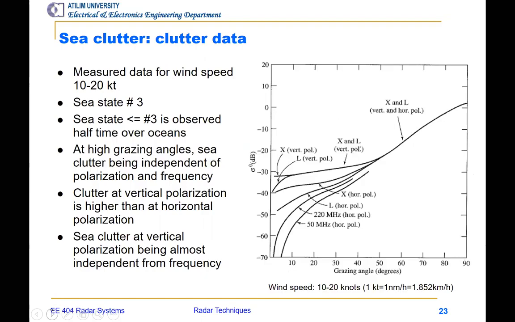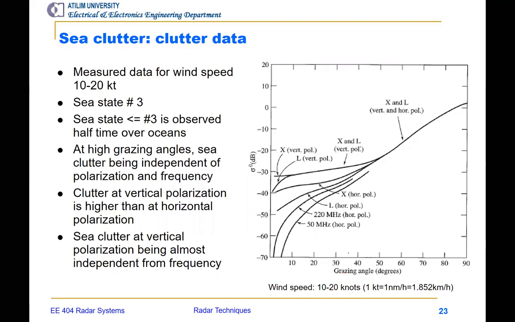Okay, how do we evaluate reflectivity of sea clutter? It's again highly dependent on the speed. And in this picture, we see a measured radar cross section of sea state where the wind speed is about 10 to 20 knots.